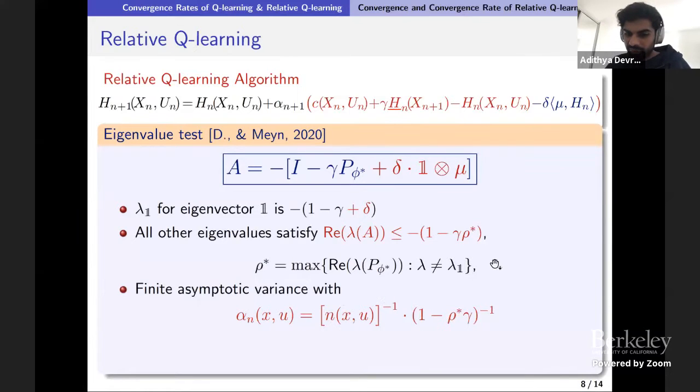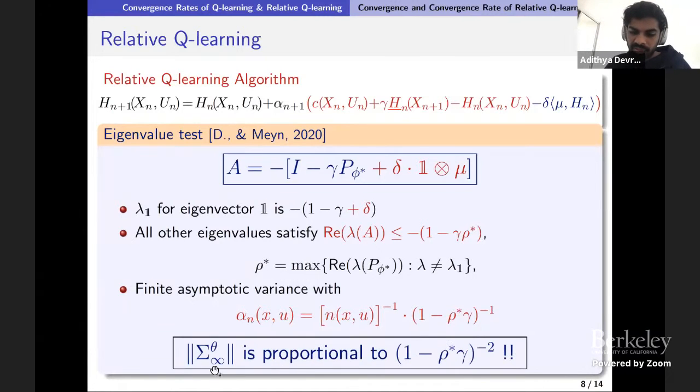If you choose a step size of this form, earlier it was minus of 1 minus gamma inverse, you can guarantee a finite asymptotic variance, and the asymptotic variance will be proportional to this quantity over here instead of 1 minus gamma to the minus 2. This may not look like a very big improvement, but no matter how big your discount factor gamma is, if the problem you're looking at has finite mixing time, then this rho star is always strictly smaller than 1, and therefore this is a finite quantity as gamma gets closer to 1. And that can be a big improvement, at least in many examples.